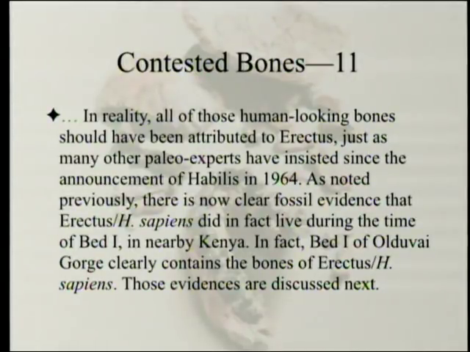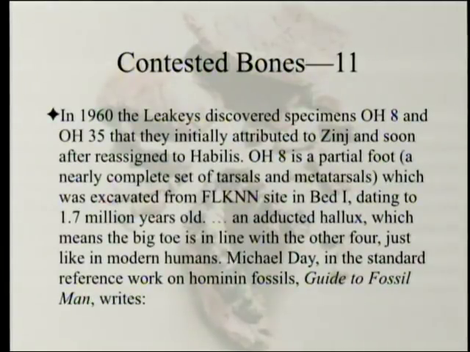As noted previously, there is now clear fossil evidence that Erectus Homo sapiens did in fact live during the time of Bed 1 in nearby Kenya. In fact, Bed 1 of Olduvai Gorge clearly contains the bones of Erectus Homo sapiens. These evidences are discussed next. In 1960, the Leakeys discovered specimens OH8 and OH35 that they initially attributed to Zinjanthropus and soon after reassigned to Habilis. OH8 is a partial foot, a nearly complete set of tarsals and metatarsals, which was excavated from the FLKNN site in Bed 1, dating to 1.7 million years old.